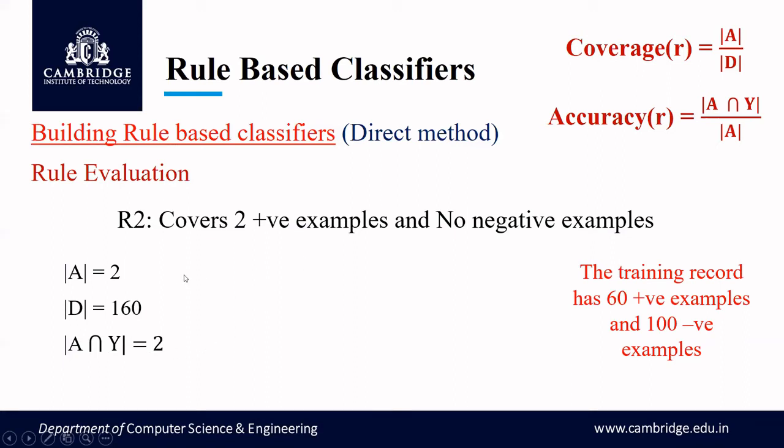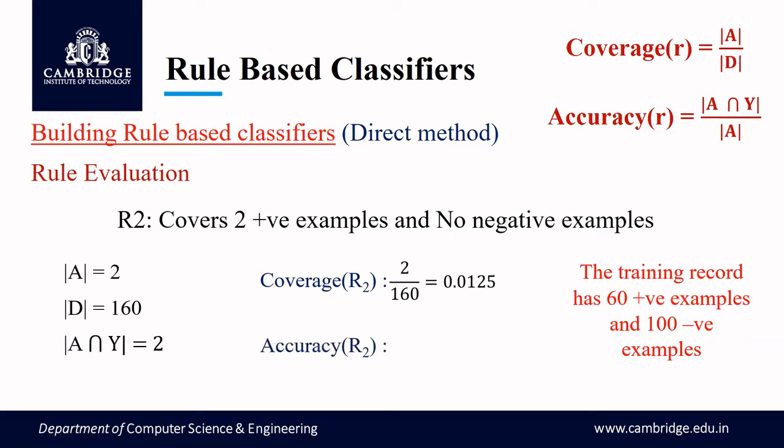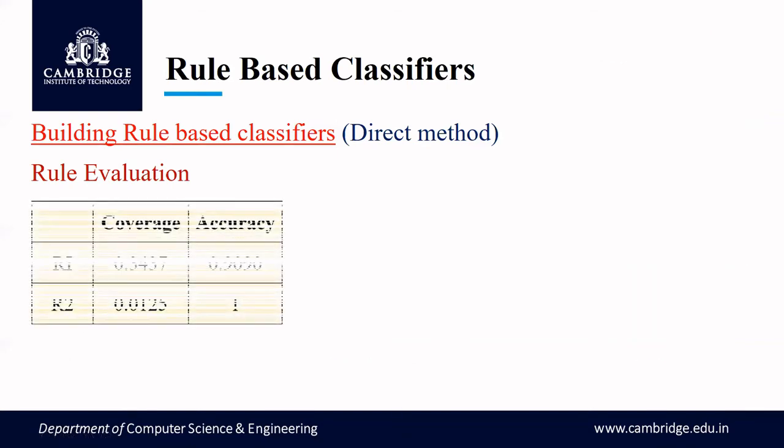Now when I put these values into the formula, what is the coverage of R2 that I'm going to get? It is 2 by 160, which is 0.0125, whereas the accuracy is 2 by 2, which is nothing but 1. So when I say 1, it is 100% accurate, but the coverage is only 1.25% when I convert this into percentage. So rule 2's accuracy is 100%, but rule 2's coverage is very, very less, which is 1.25%. Let us summarize the values that I've got.